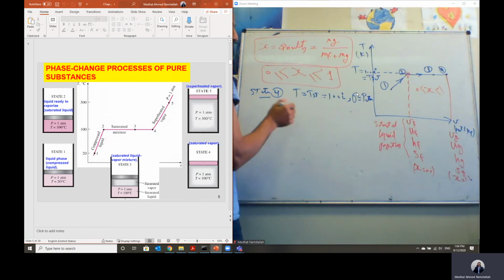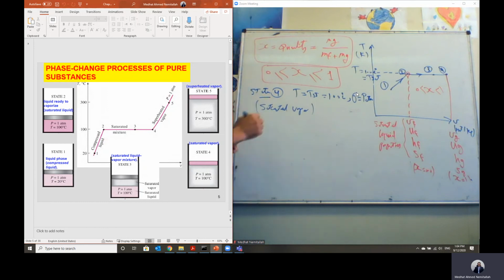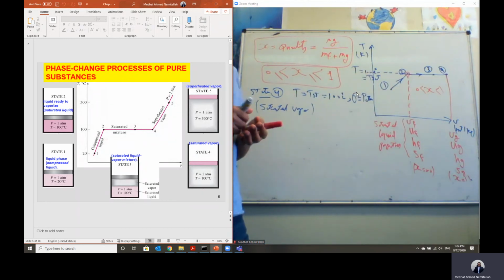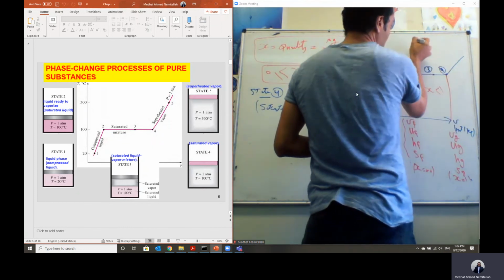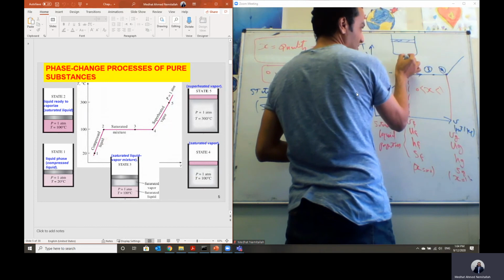And in this case, the state of the substance is saturated vapor. We call state number 4 saturated vapor. At state number 4, we get back to the single phase. We don't have double phase in this case. So what will happen if we add more heat to the water? Remember, this is the water in a piston cylinder device.